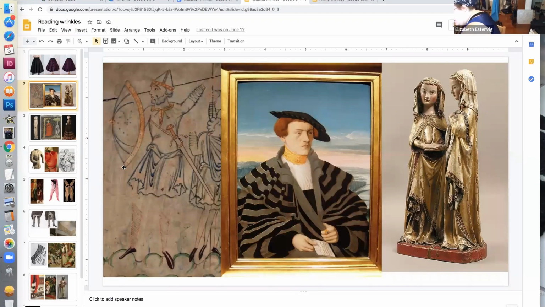So if you look here on the left, you have these really soft wrinkles, right? And they're dense, and there's lots of them, especially on the forearms here and where it's tucked up into a belt here. And basically what that's showing is that that's a very thin and lightweight fabric.